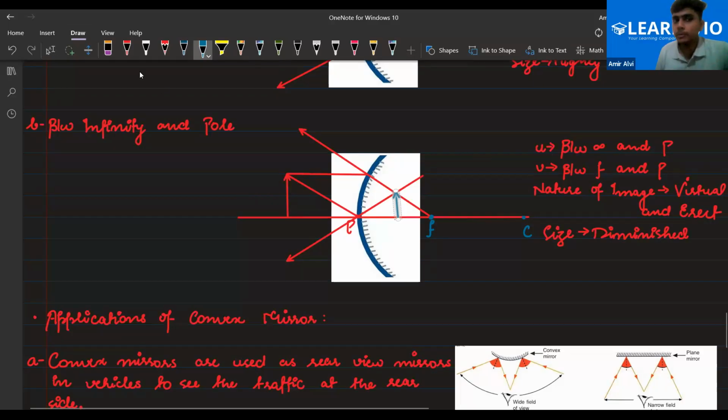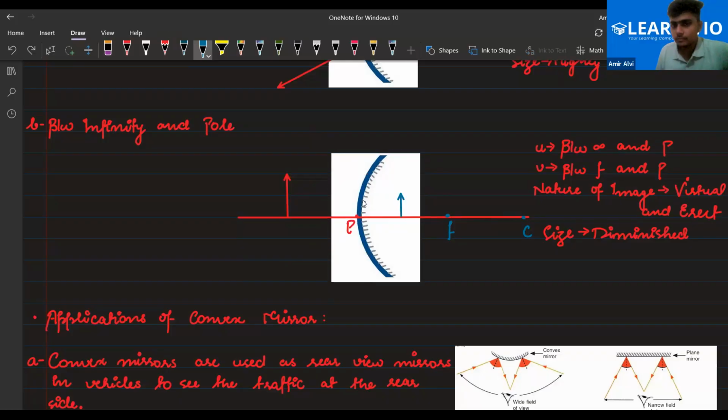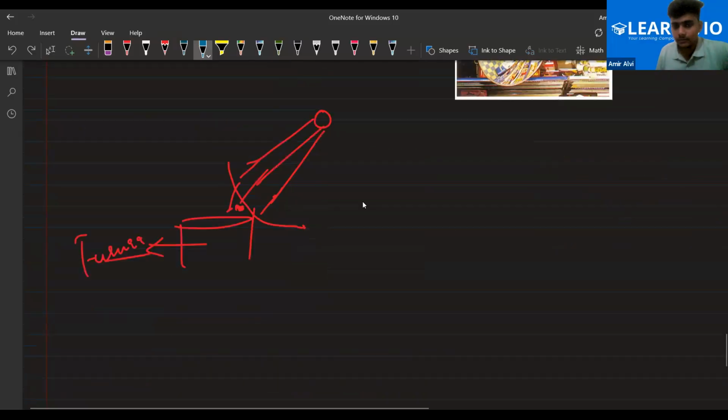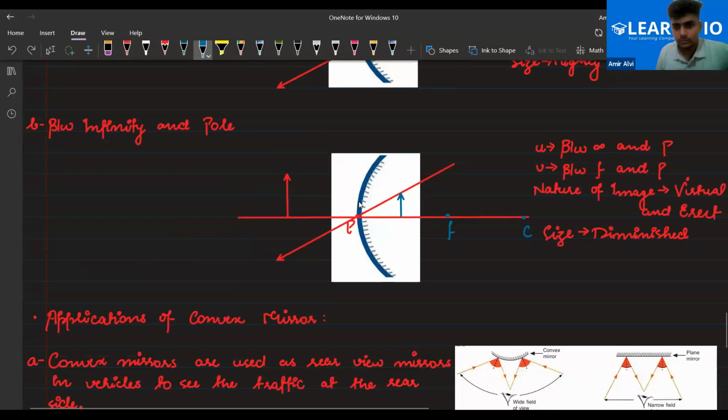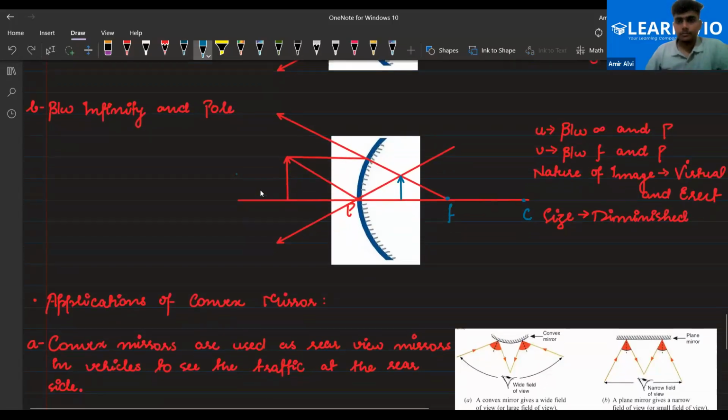Clear, Naveed? That's great. And the image would be virtual, erect and diminished. In this case it is diminished because it has some height. So I'm just redrawing it again. That was the actual image. Please note it down.